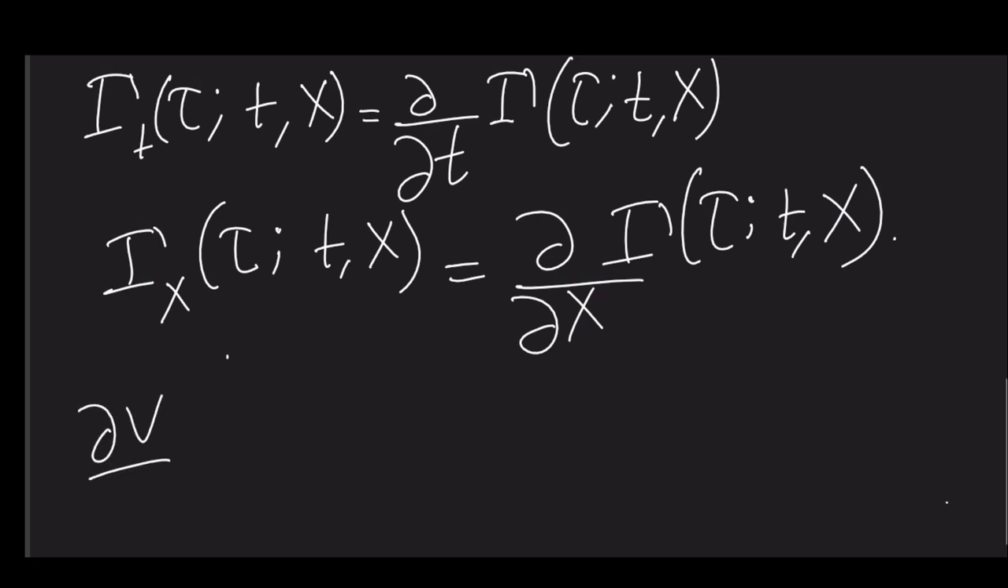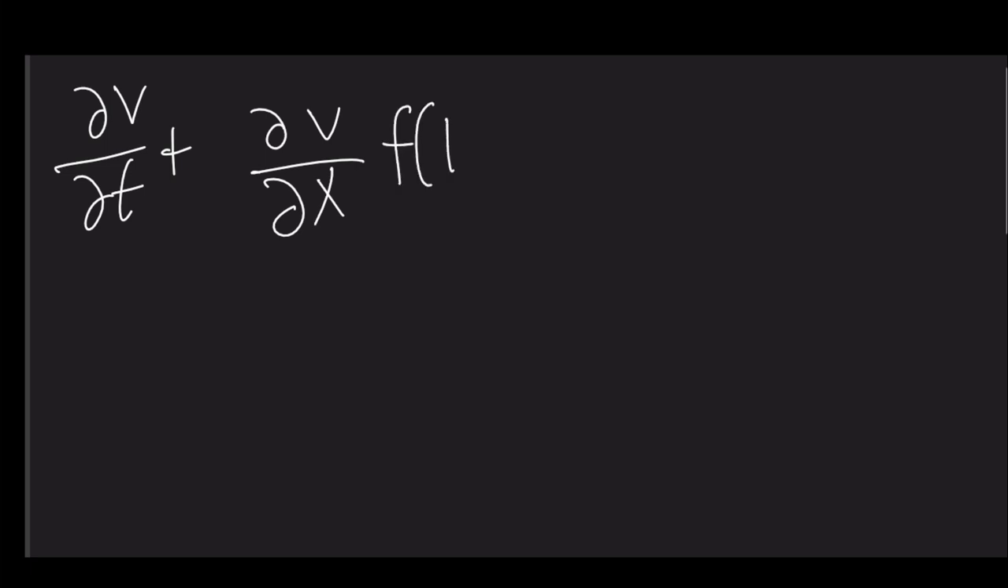So we can write del V del t, plus del V del x times f(t, x). Now, this del V del t, by definition our V is a quadratic function of our solution, so we can write it like this.